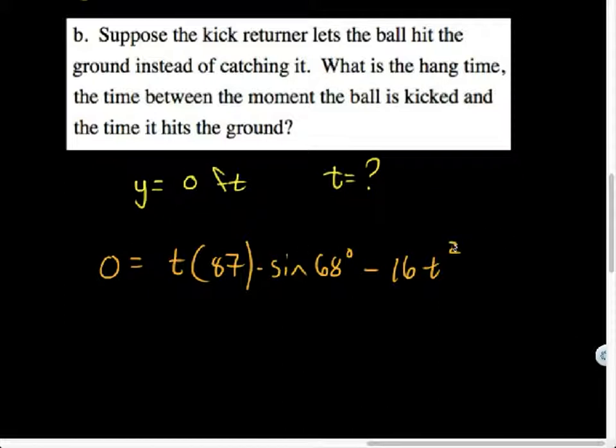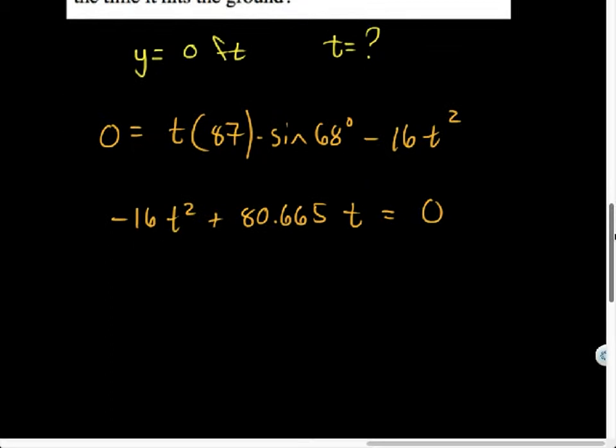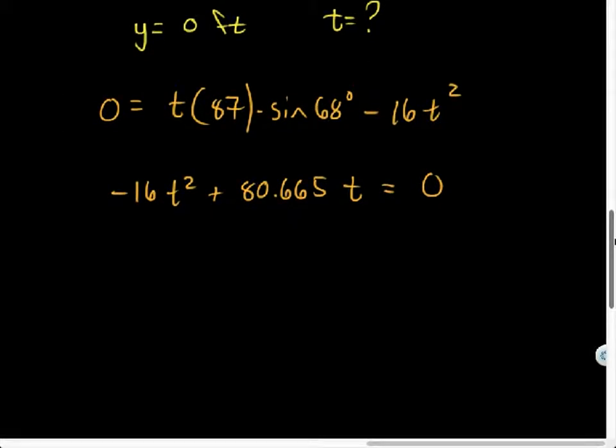So what I have here is actually a quadratic equation, right? It's a second-degree equation. It's only got 2 terms. And the way we can solve this, we actually know a handful of techniques. Once I simplify this, let's do that first. What is 87 sine 68? Okay, I'm actually even going to flip this all around. Negative 16t squared plus 80.665t equals 0.